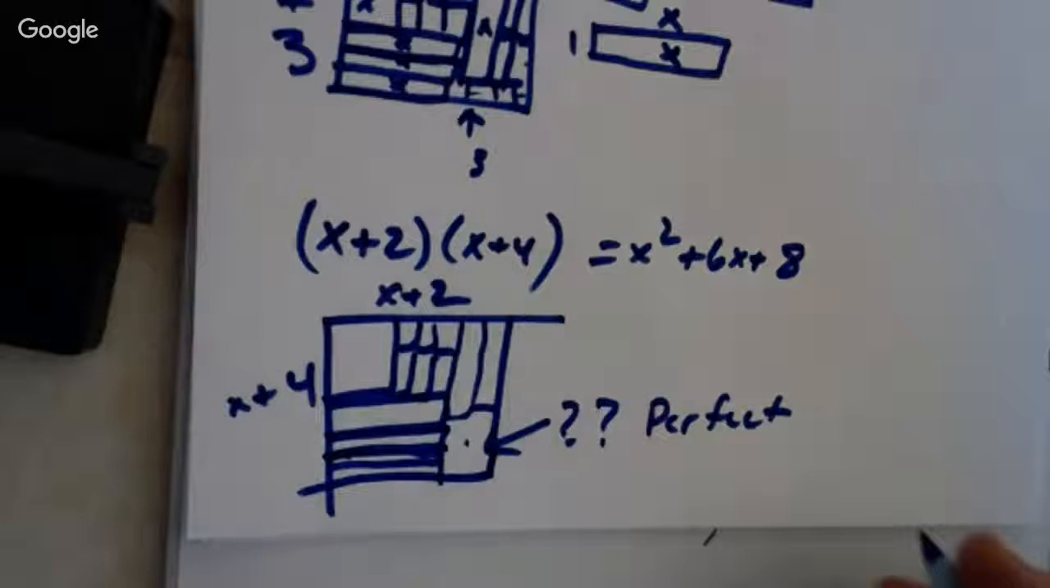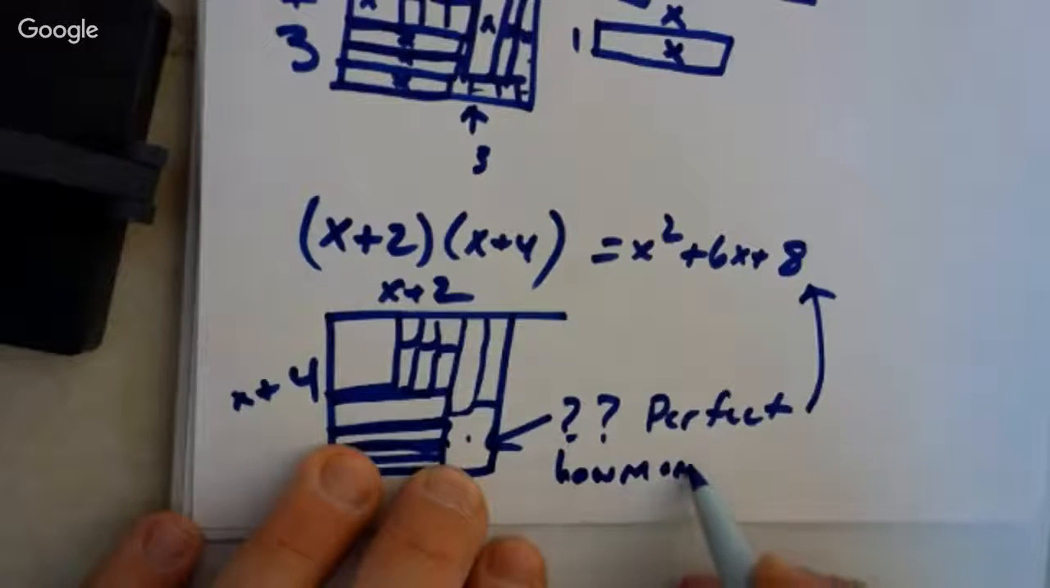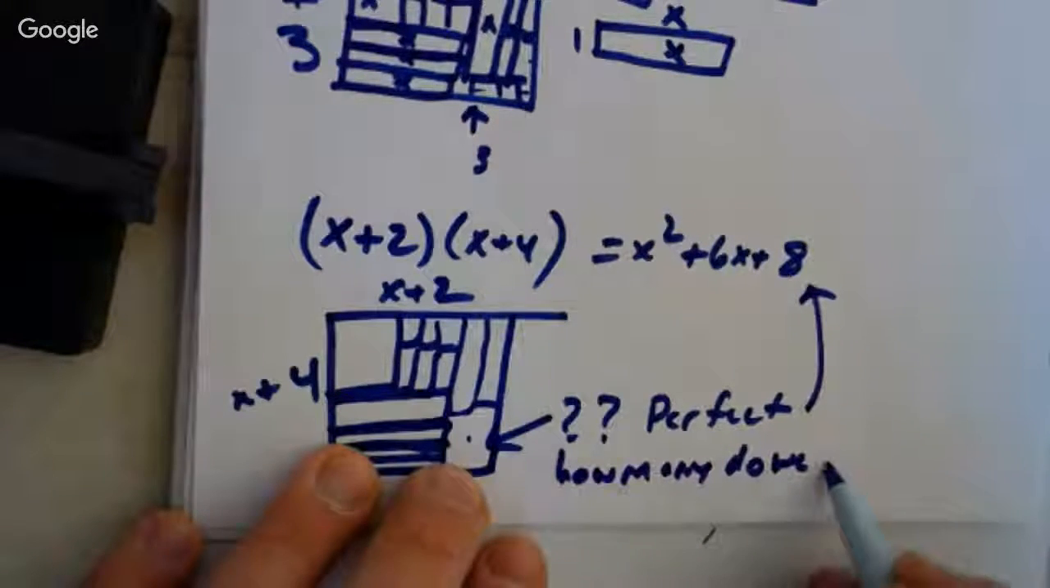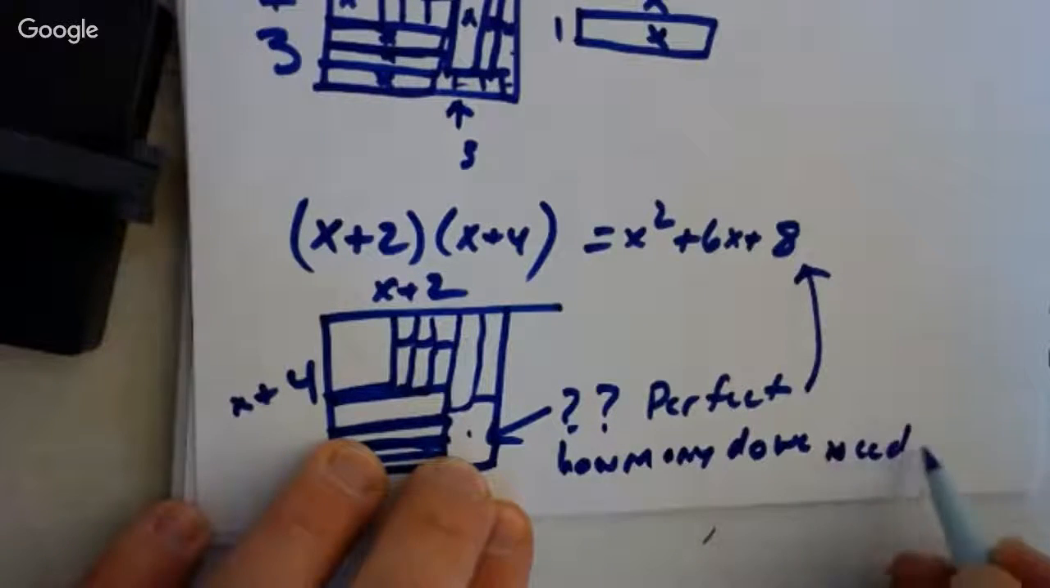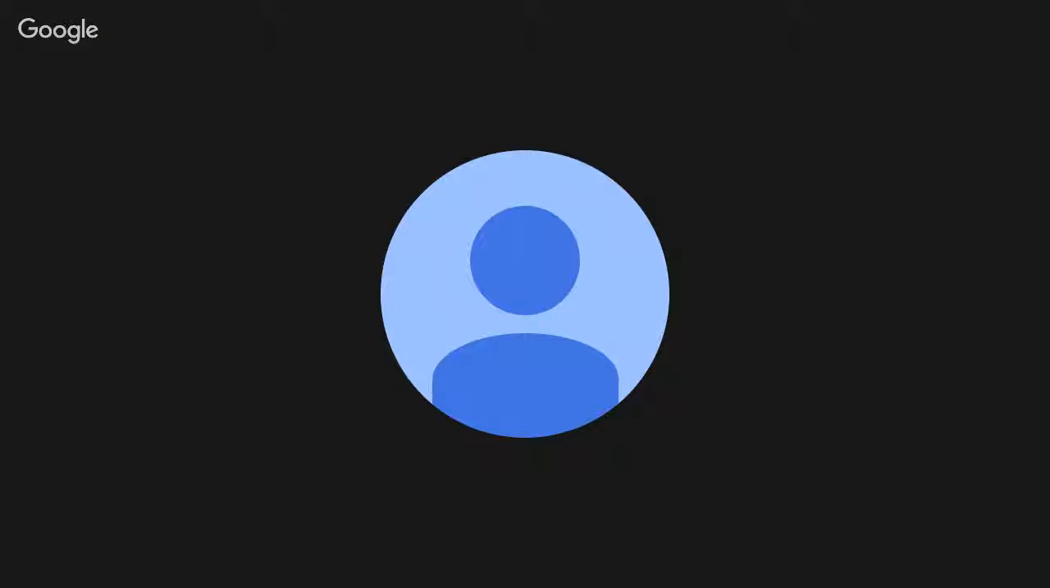So we have to be able to think, do we need to make a perfect square?